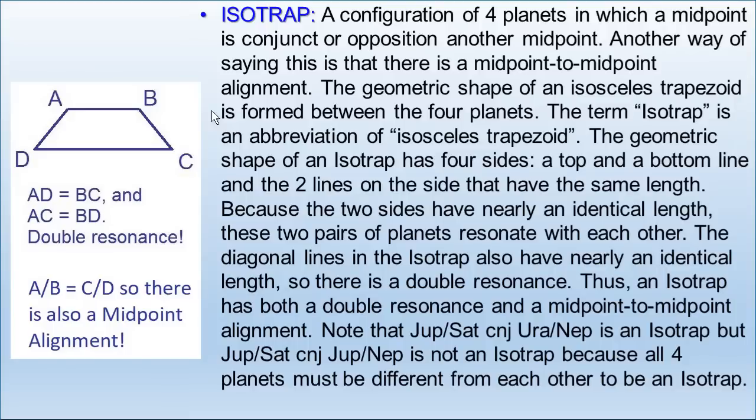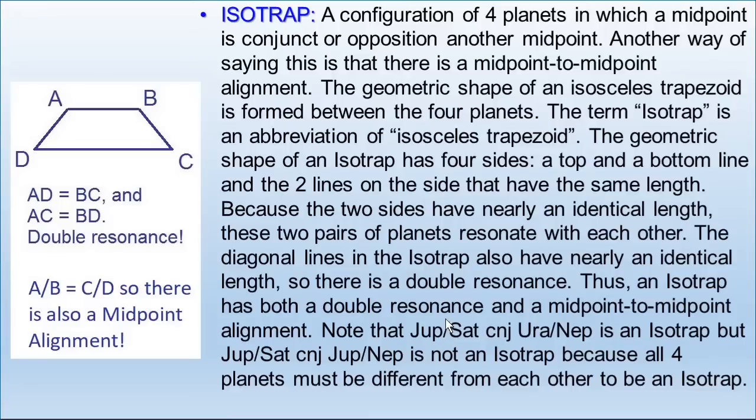In an isotrap, there's double resonance, and there's also a midpoint to midpoint alignment. So, reading my second to last sentence on the slide, thus an isotrap has both a double resonance and a midpoint to midpoint alignment. Note that if you're looking at a listing of midpoint to midpoint connections or something like that, all 4 planets obviously have to be different.